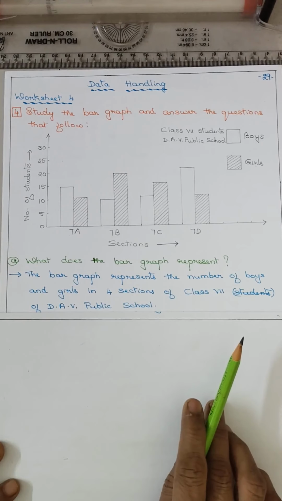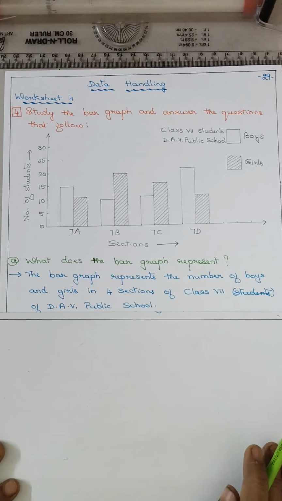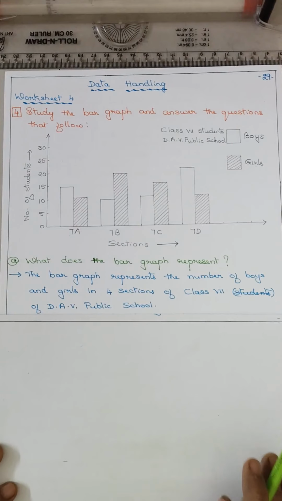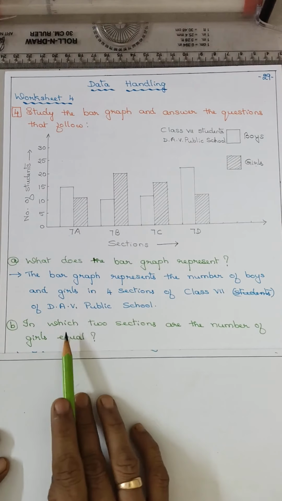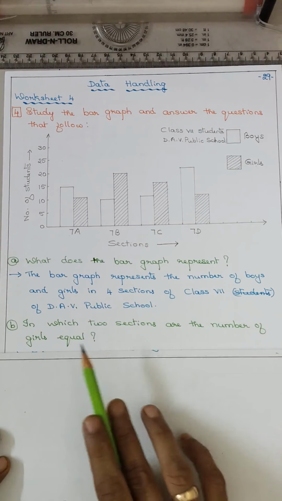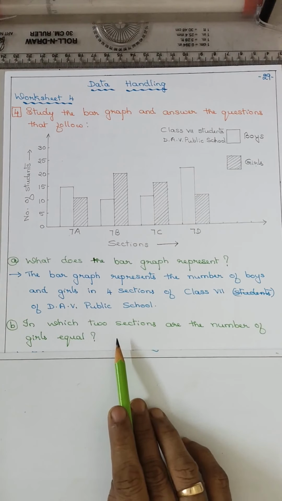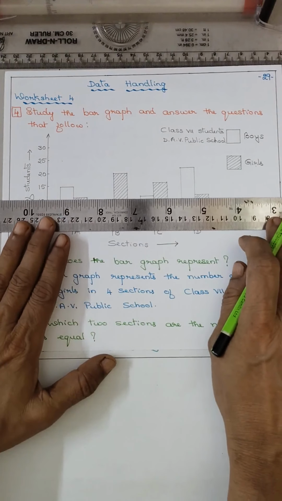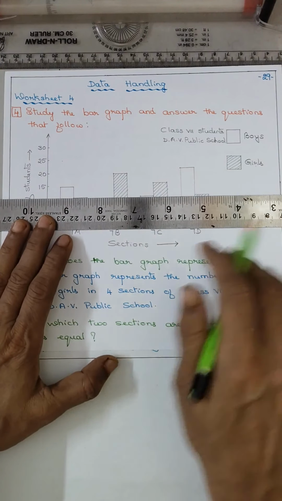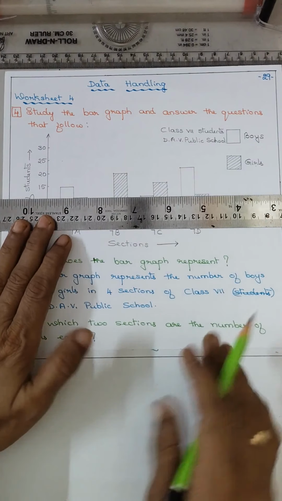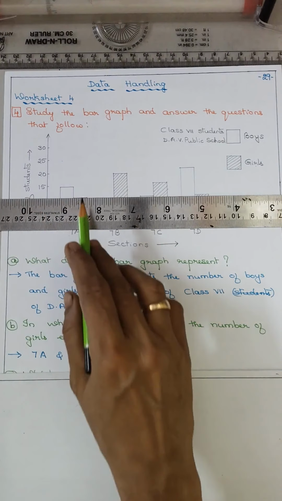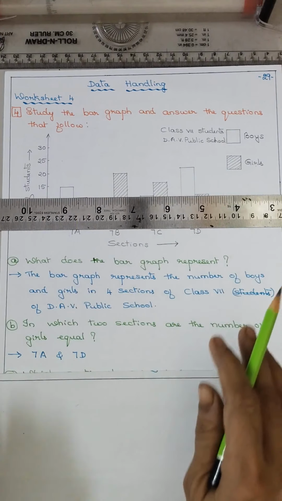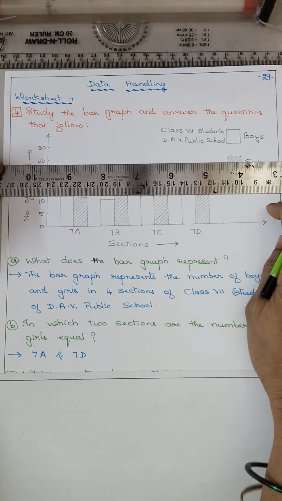Understood? For each and every graph they will ask what does it represent. So be prepared. From the information given, from there only you can write the answer. Now in which 2 sections are the number of girls equal? Girls is shaded one. Where it is equal? It's here, isn't it? That is 7A and 7D. 7A and 7D, isn't it?